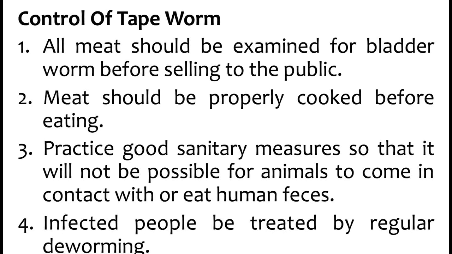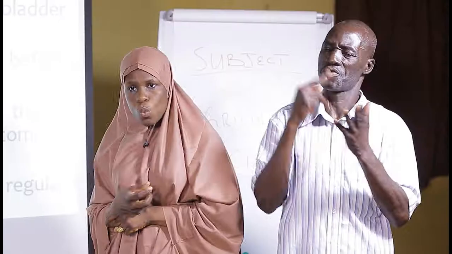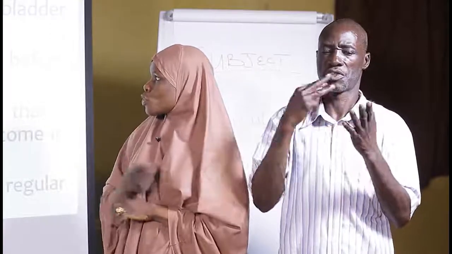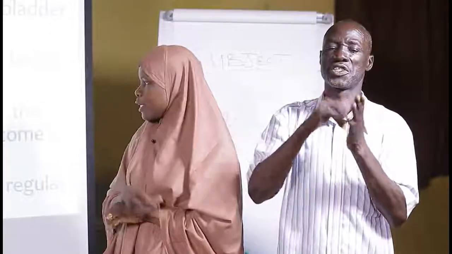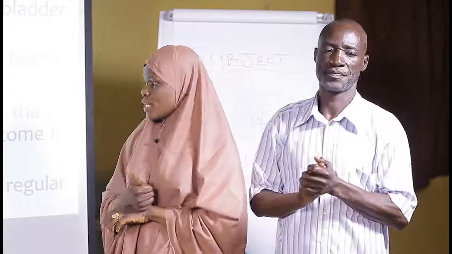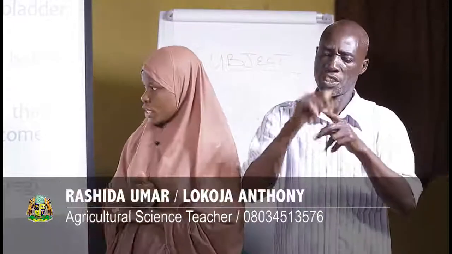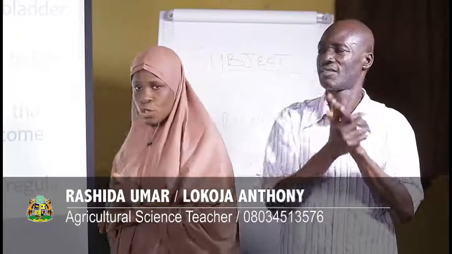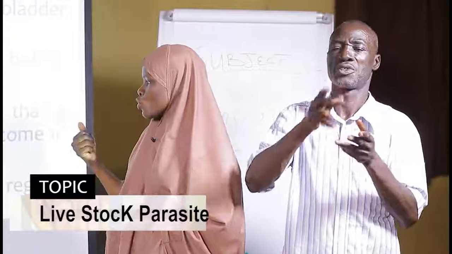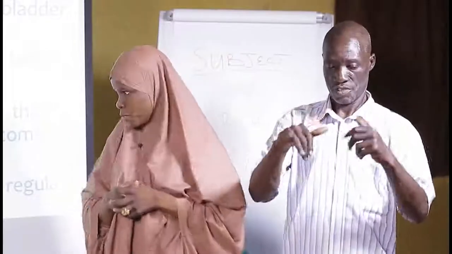Secondly, meat should be properly cooked before eating. When you cook your meat properly, it means you are not going to consume it with the tapeworm. Thirdly, practice good sanitary measures so that it will not be possible for animals to come in contact with or eat human feces. This good sanitation is very important, because if there is constant sanitation, it will not allow the animals to consume or come in contact with human feces.